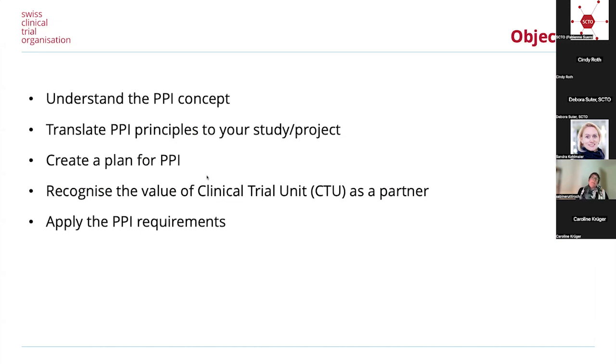So the objectives of today are really to understand the patient and public involvement concept, to be able to translate these PPI principles into the study project that you're planning to do, to be able to create a plan for your PPI, to recognize the value of the clinical trial unit as a partner and as support, and of course to apply the PPI requirements.